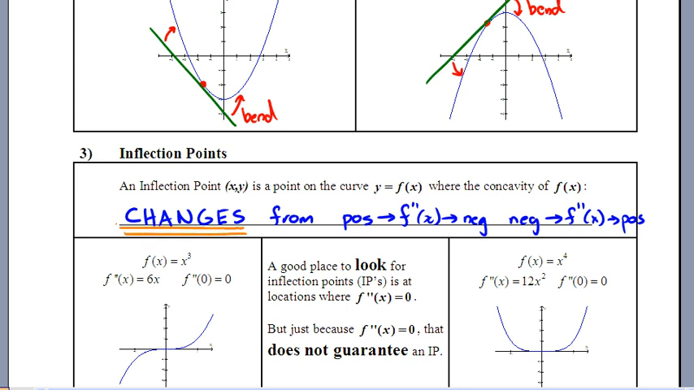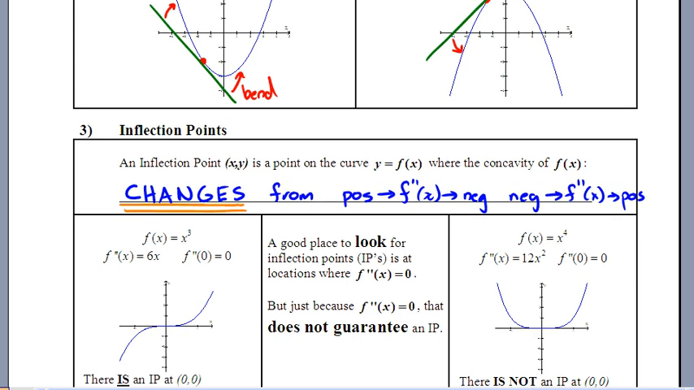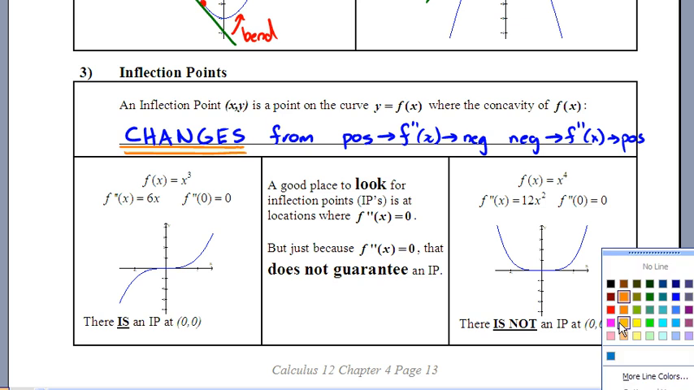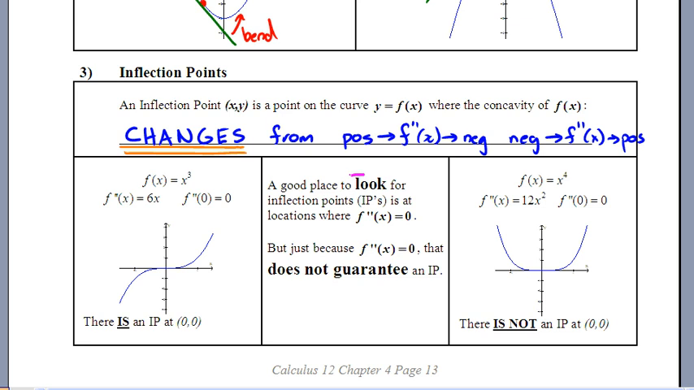Now, if you do find a place, the last little thought on this page here, if you do find a place where the second derivative is 0, well, that's a good place to go and look, but it may or may not, in the end, end up being an inflection point. And I've got some examples here.